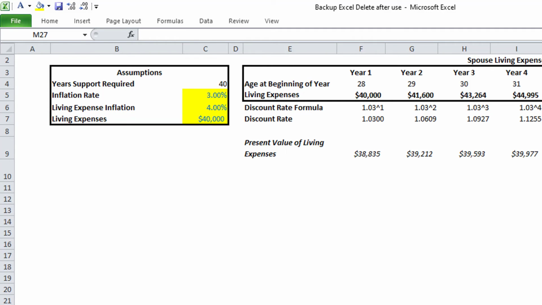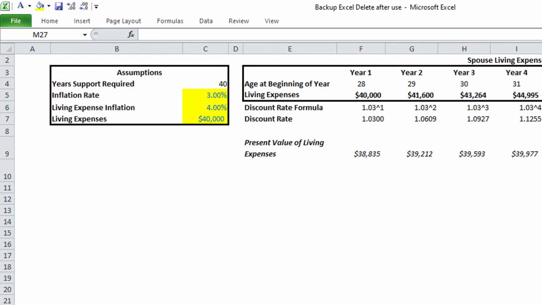And next, we'll take a look at the calculations in years 1 and 2. So in year 1, the spouse is 28 years old, and the current living expenses are $40,000. Next, we have to discount those expenses back to the beginning of the year. So we divide the $40,000 by the discount rate of 1.03, which you can see here in row 7, and you get a present value of year 1 expenses of $38,835.